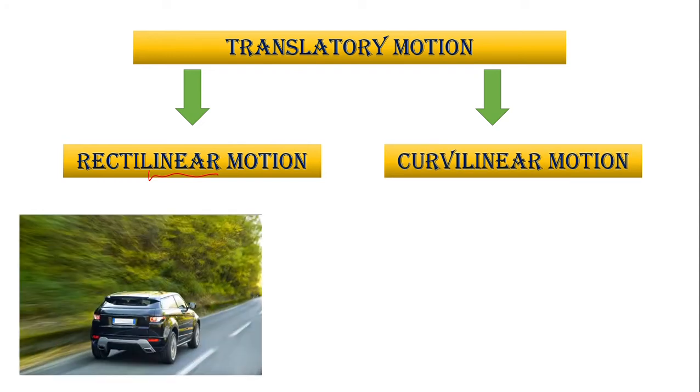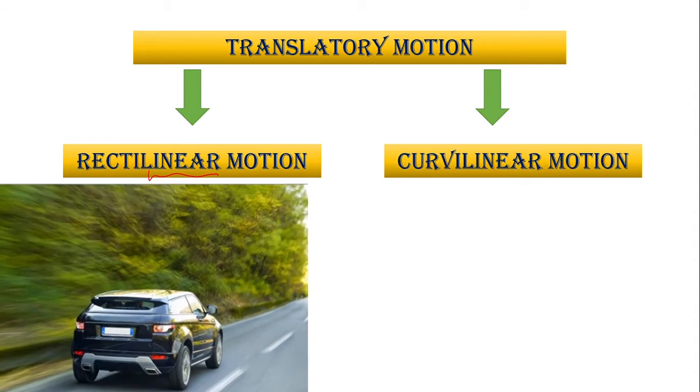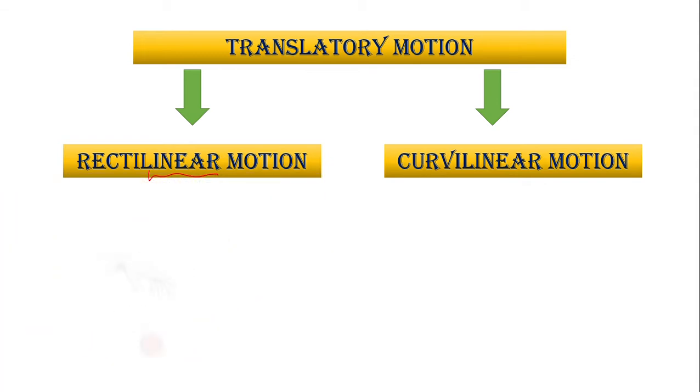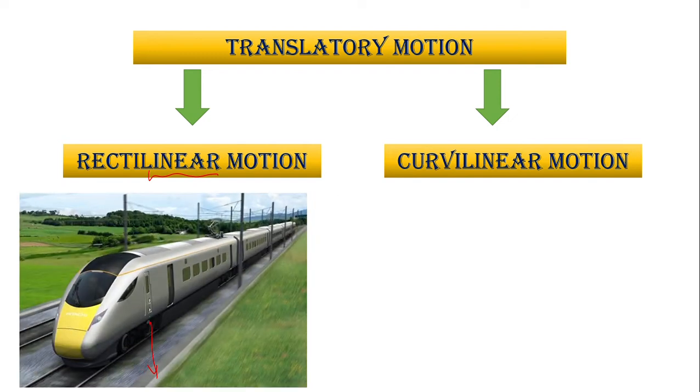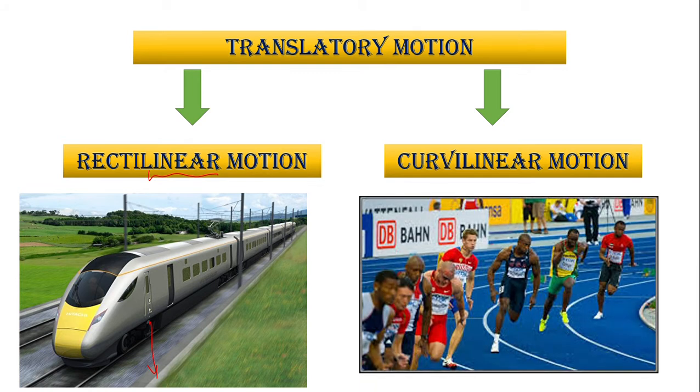So let us see the examples. Rectilinear: a car moving on a straight road. That is an example of a rectilinear motion. The other example would be a ball that has been dropped. If you are dropping the ball, in that case it will follow a straight path, so it will be a rectilinear motion. Right. A train traveling on a straight track, that is a rectilinear motion. So these are the examples of rectilinear motion.